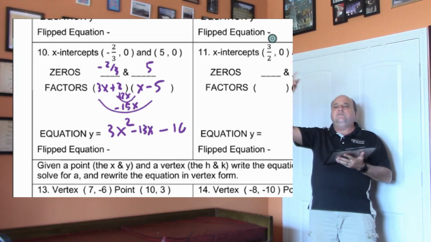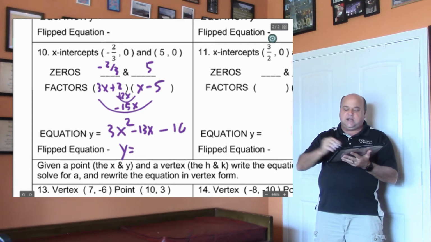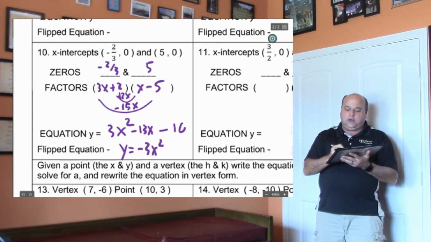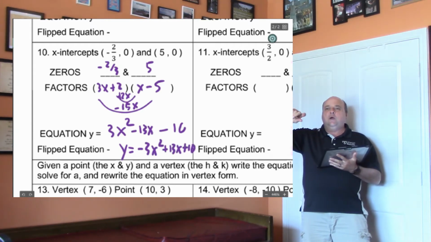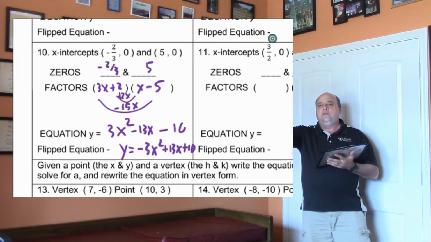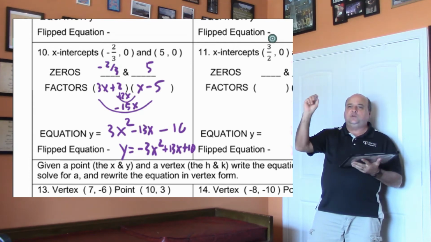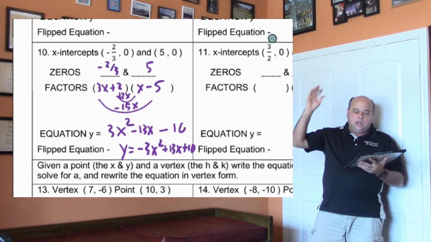What if I wanted to flip the equation? I would get y equals and just change all the signs. Negative 3x squared plus 13x plus 10. This equation would be flipped, but it would still have the same x-intercepts. The vertex would be flipped across the x-axis. The x-intercepts would not change, okay?